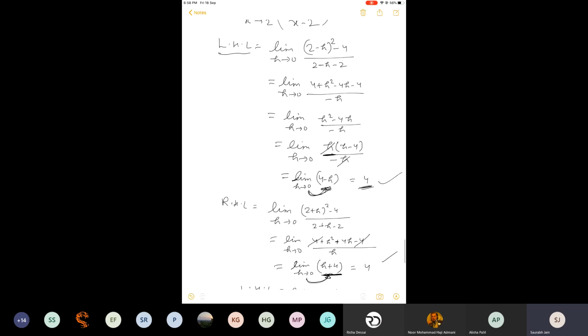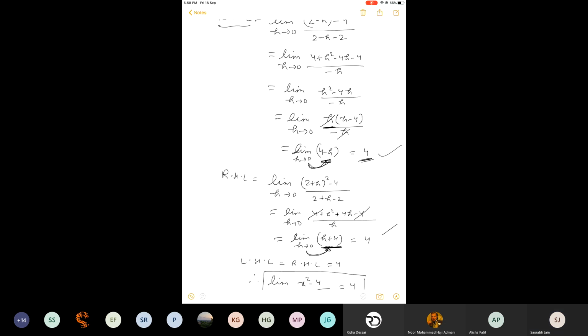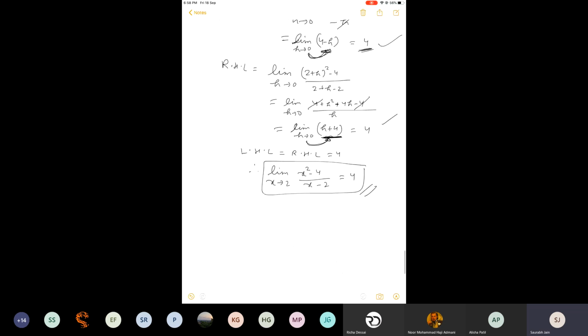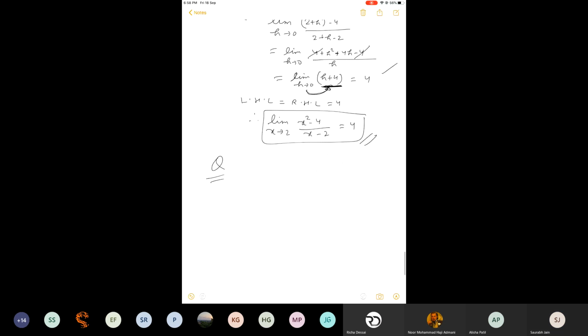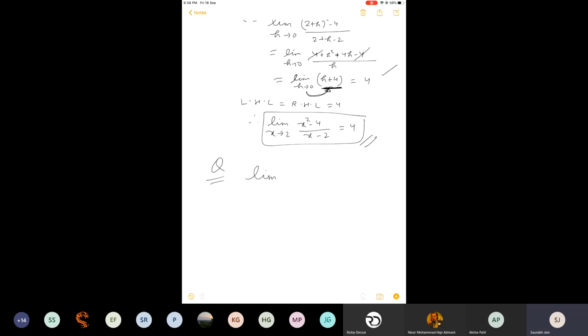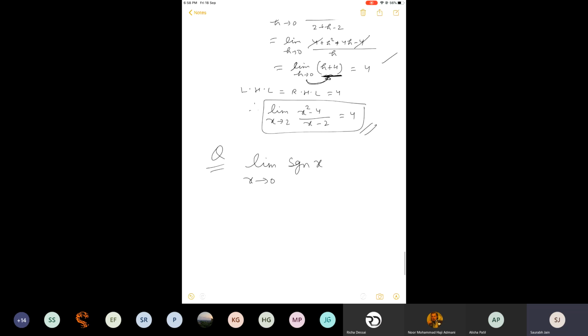In all the questions, you have to find LHL and RHL, till I teach you something new. Let me see how many of you have understood. There is a question: limit x tending to 0 of signum x. If anyone gets the answer, please tell me. These questions should not take more than 20, 25, 30 seconds, because now I have taught you everything about each type of function.